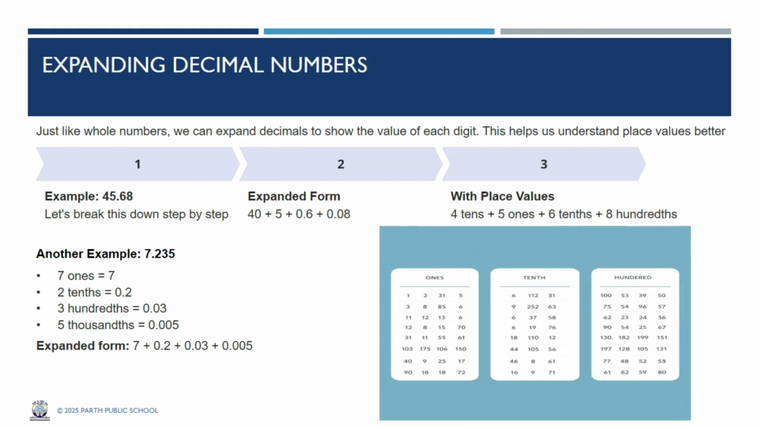Expanding decimal numbers. Expanding a decimal means breaking it into parts to show the value of a digit. For example, take 45.68. We write it as 4 tens, 40; 5 ones, 5; 6 tenths, 0.6; 8 hundredths, 0.08. So the expanded form becomes 40 plus 5 plus 0.6 plus 0.08. This helps us to understand place value clearly and avoid mistakes.